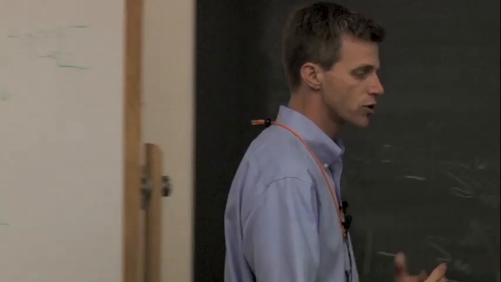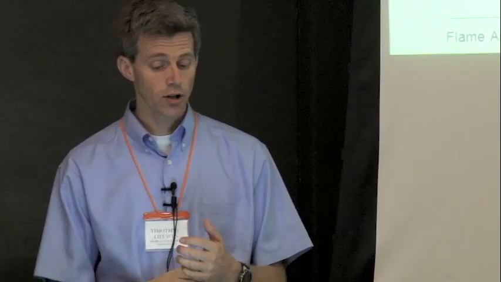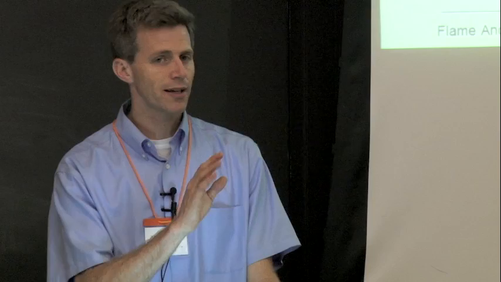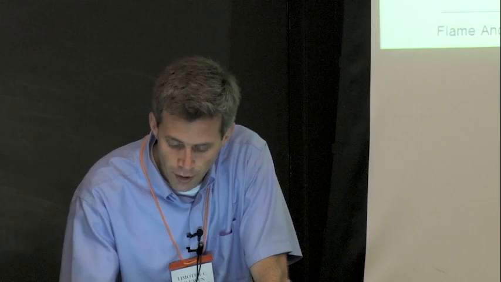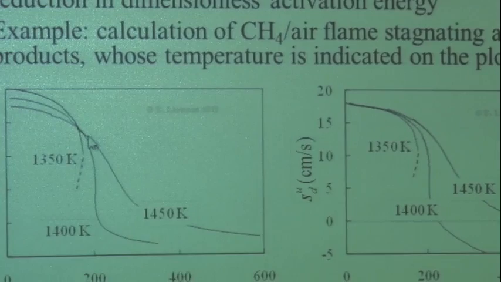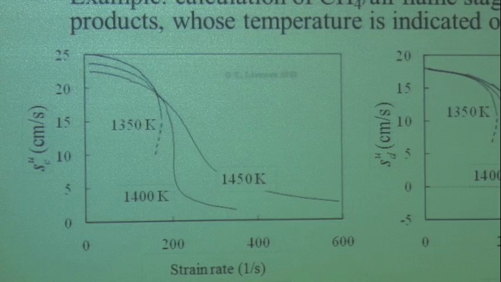And so one of the ways that shows up is if you start looking at extinction stretch rates, you don't get the extinction phenomenon once your preheat temperatures become high enough. And so in order to illustrate that, here I have a calculation. This is a consumption speed. This is a displacement speed. So same flames. These are methane air flames. And what we've done is we've done that stagnation burner. We take a methane air flame and we stagnate it against a hot product. The hot product temperature is indicated here.